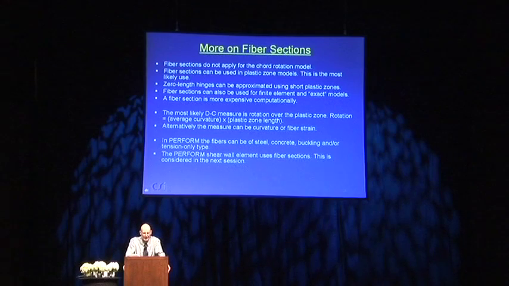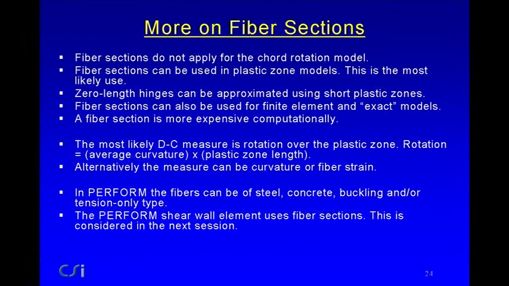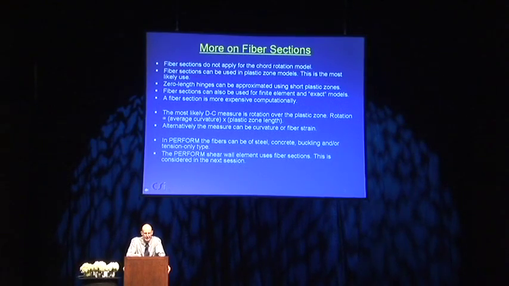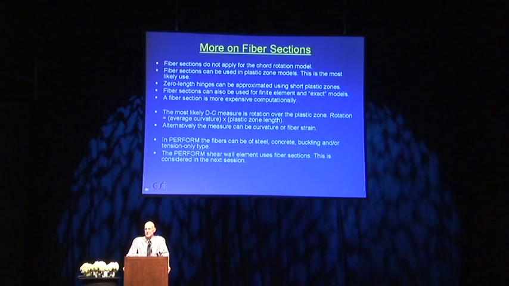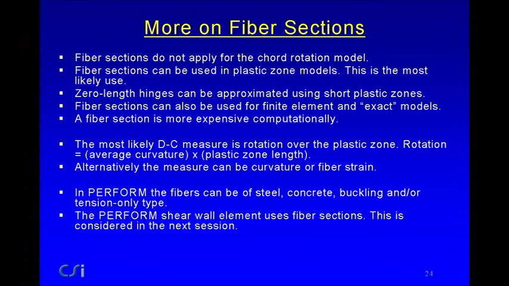Let's say a little bit more about fiber sections. I showed a fiber section for a beam just before. They don't apply for the chord rotation model. A plastic zone is a little bit like a hinge. If you want to use a fiber section, you have to use and perform a plastic zone model. And this would be the most likely use, I think, of a plastic zone model. If you have a zero-length hinge, you can approximate it using a very short plastic zone. Now, typically, I think you would use a plastic zone about 1/2 the depth of the beam, but I will show later on an example where you have a fracturing connection, a pre-Northridge type connection. And that's kind of like a hinge, but you can model it as just being a very short plastic zone.